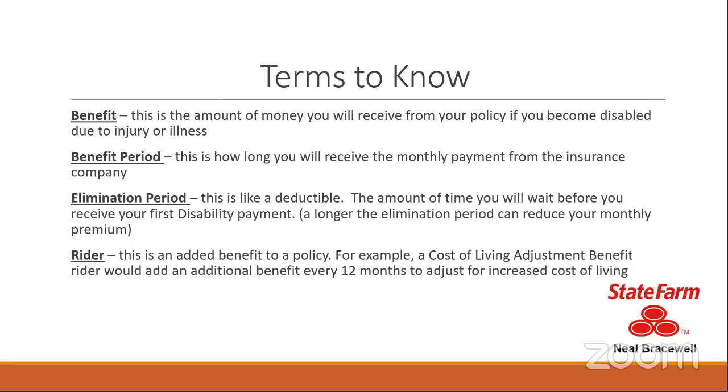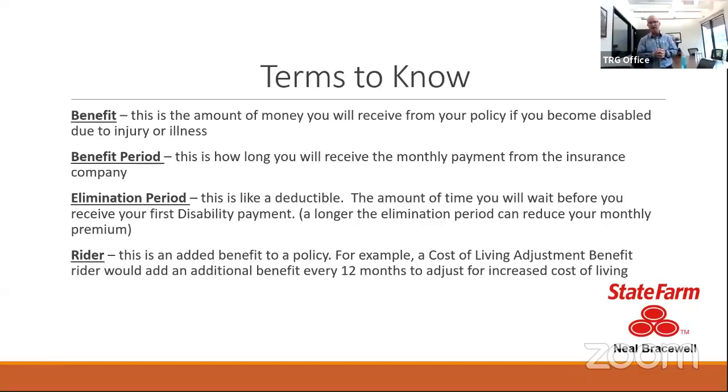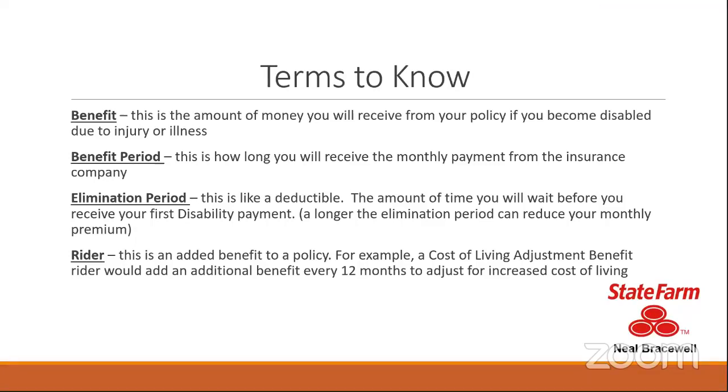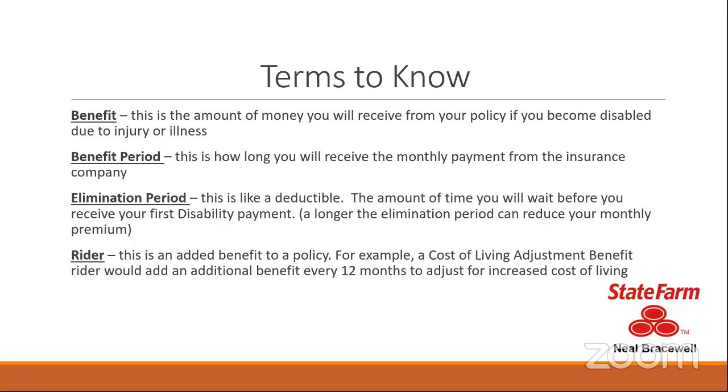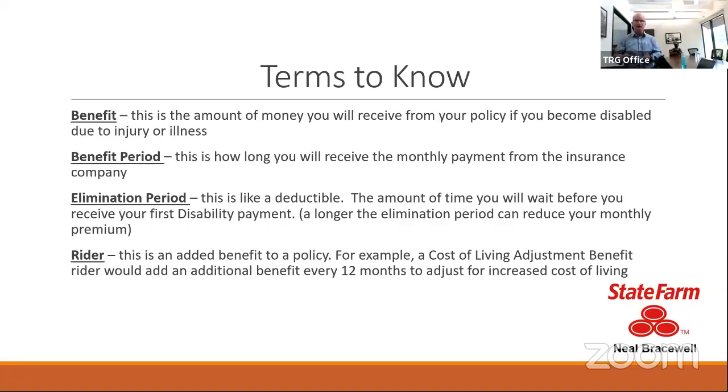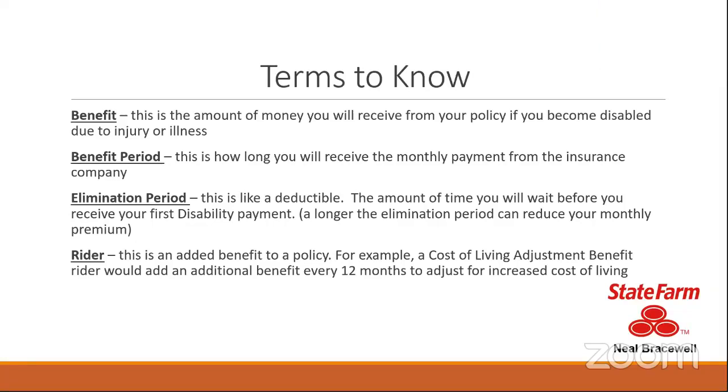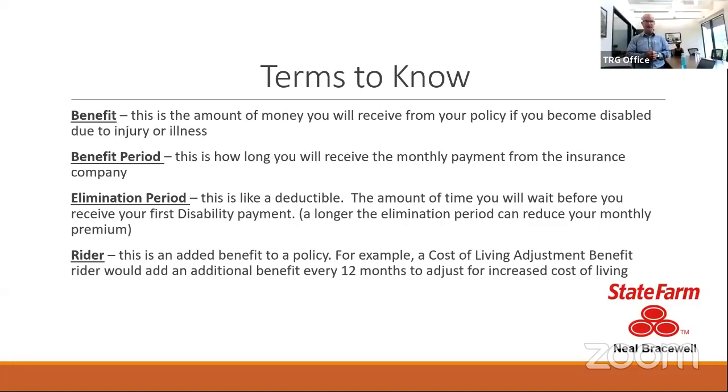And the longer the elimination period, the cheaper or less the premium is on a monthly basis. And then there are riders that can be added. A rider would be an additional coverage added to any policy. For example, a cost of living rider. You're going to get a disability benefit of $10,000 a month, but $10,000 a month in 2021 isn't going to pay the same as it would in 2031. So the cost of living rider will give you an additional amount that would go up annually based on the cost of living.